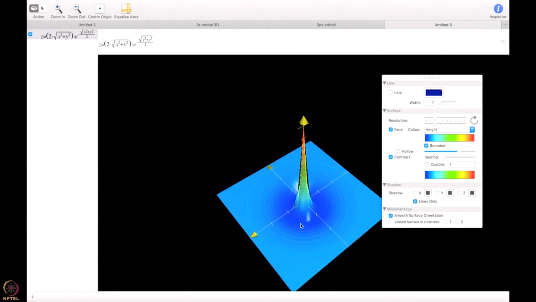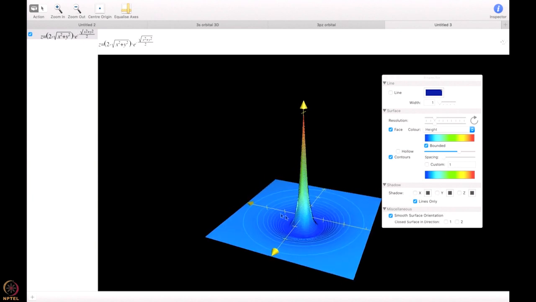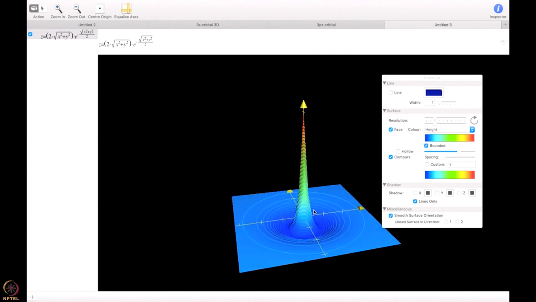So, a sharp peak in the middle followed by a basin that is negative and it becomes 0 asymptotically at r equal to infinity, okay. This is the 2s wave function for you.